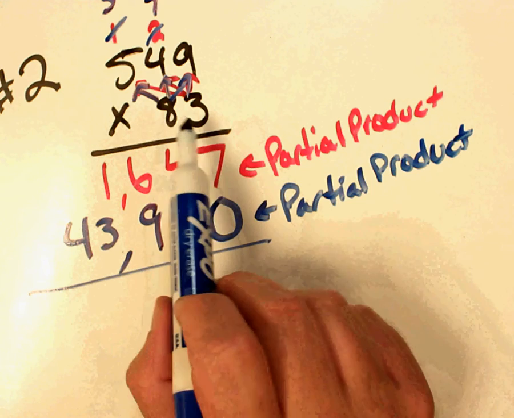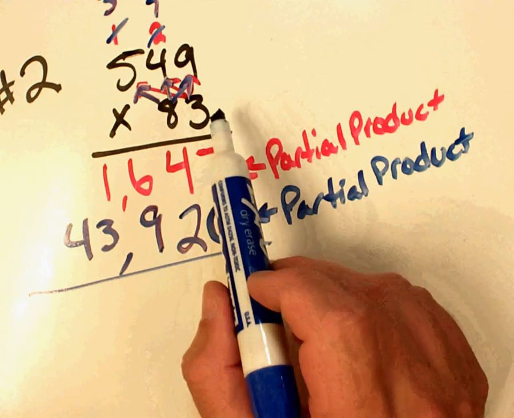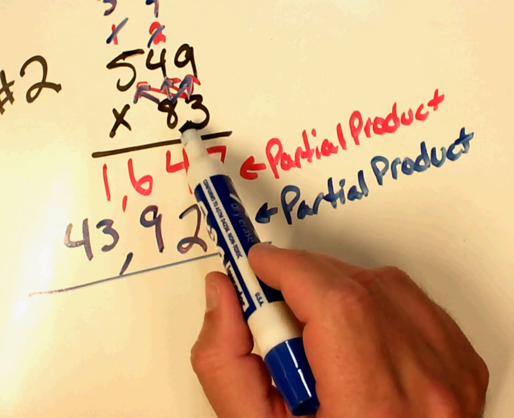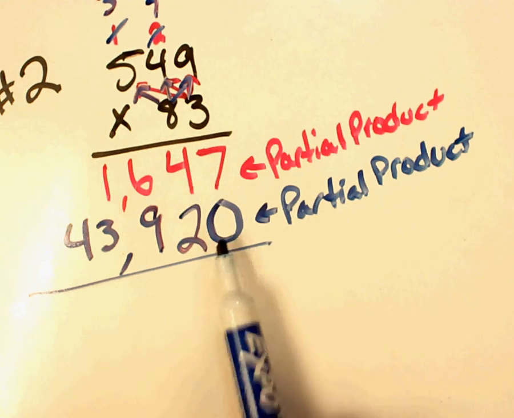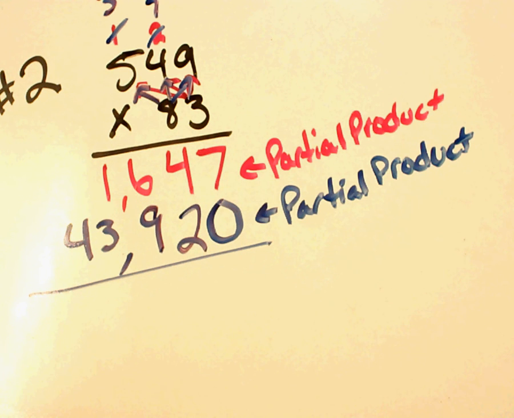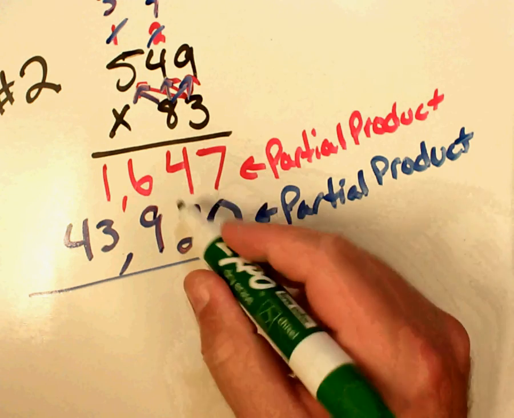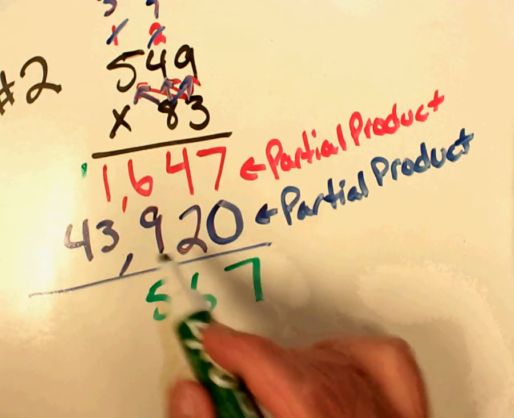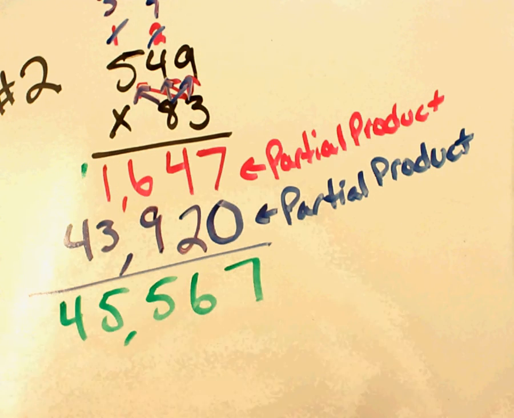Now I didn't circle my 3 this time, but if that's something that helps you, I know a lot of students will mark out the 3. I don't like marking out the 3. I would much rather circle it because it helps me remember that I'm multiplying by 80 and to put my placeholder. Alright, let's finish it up. 7 plus 0 is 7, 4 plus 2 is 6, 6 plus 9, 15, carry my 1, 1 plus 1 plus 3 is 5, and 4. So I get 45,567.